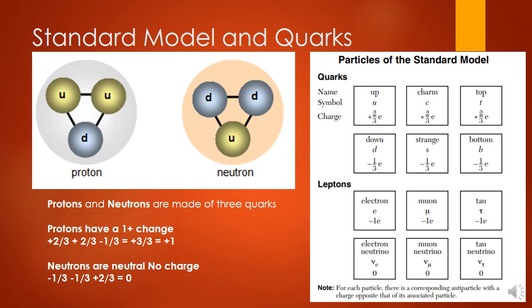So up is +2/3. Another up is again +2/3. A down is negative 1/3. So if I add +2/3, +2/3, and negative 1/3, I get positive 3/3 or +1. So up, up, down is +1. That's a proton. Neutrons, on the other hand, I have to have a down, down, and an up. So I have negative 1/3 down, negative 1/3 down, +2/3, which is the up, and those added together come out to be 0 or neutral.